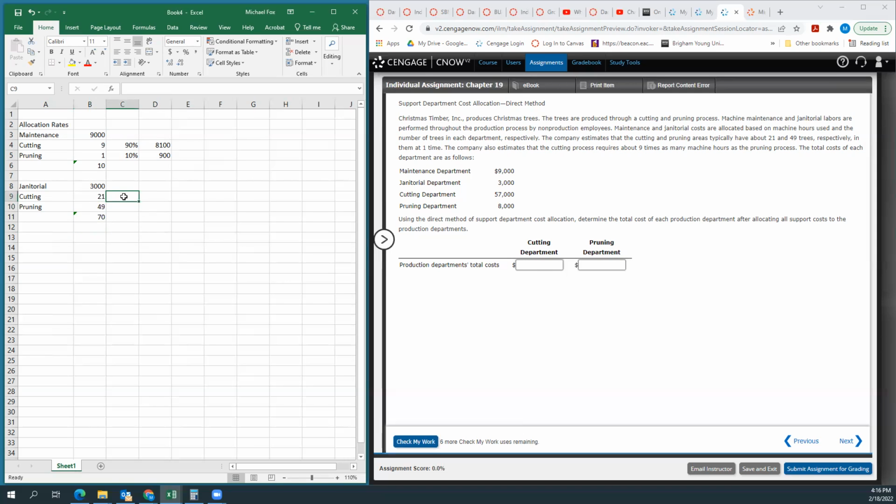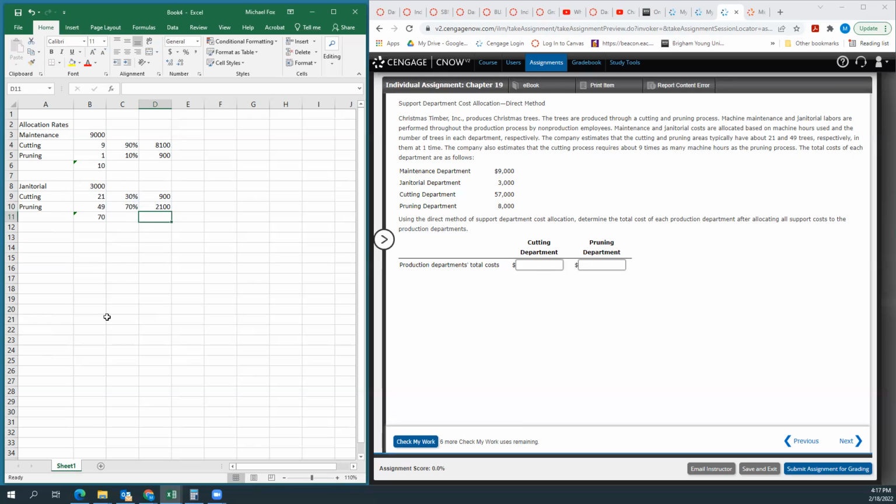To find our rate, we'll just take the number of trees being worked on in cutting divided by the total number of trees. And the same thing for pruning, the number of trees being worked on there divided by the total number. We can express them as percentages. And then to find the amount of the allocation, we'll just say cutting is 30% of the janitorial costs, and pruning is 70% of the janitorial costs.